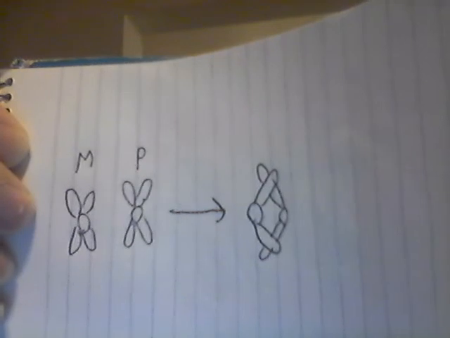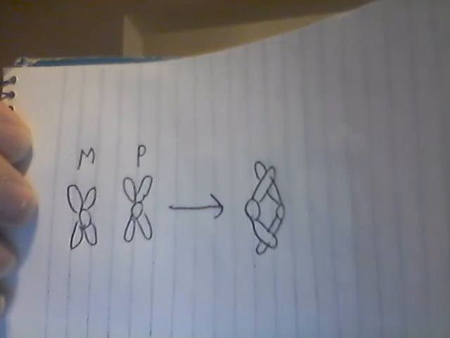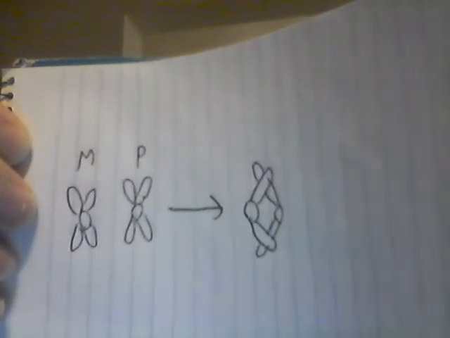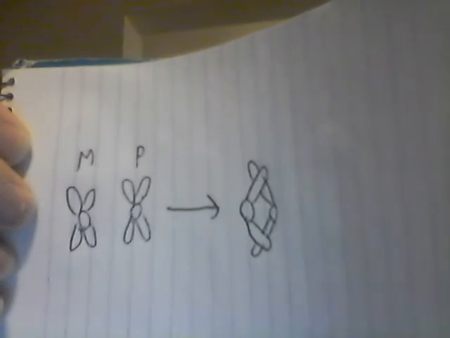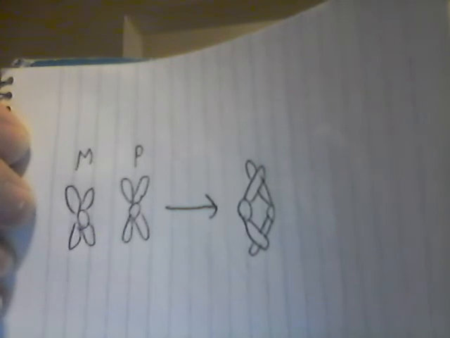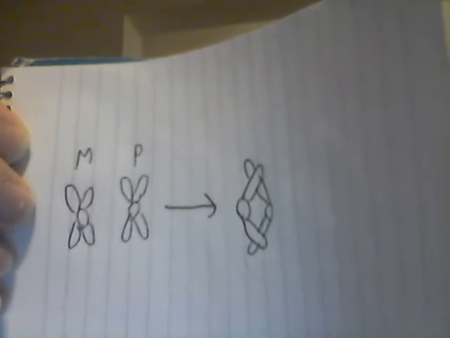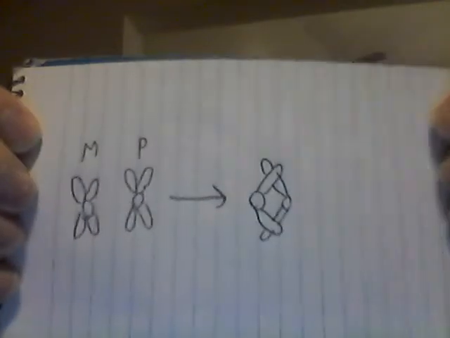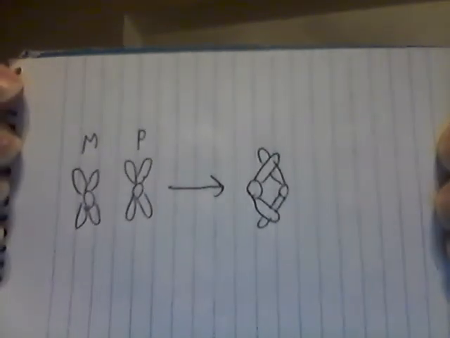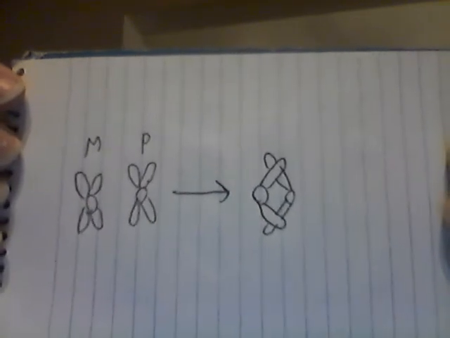C-H-I-A-S-M-A-T-A. Chiasmata. If you're talking about just one of them by itself, the singular form is chiasma. C-H-I-A-S-M-A. Chiasma. So, the maternal and paternal homologs have met up with each other. By the way, the process of them pairing off, when maternal and paternal homologs pair off with each other, that is called syngamy.